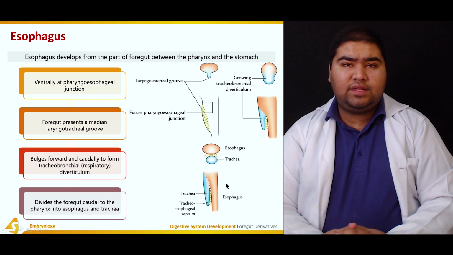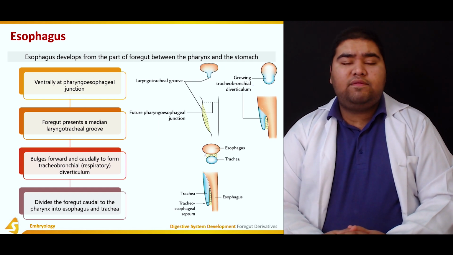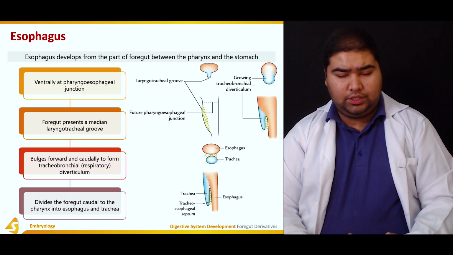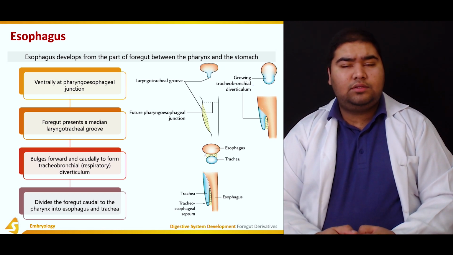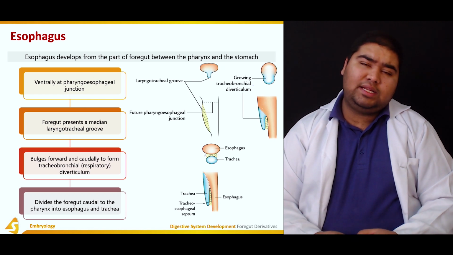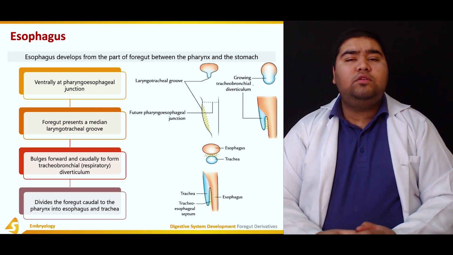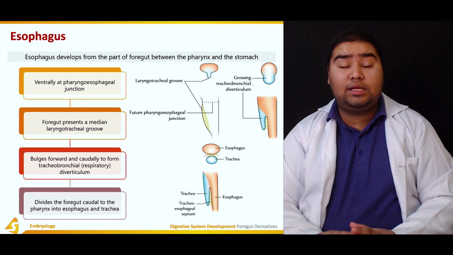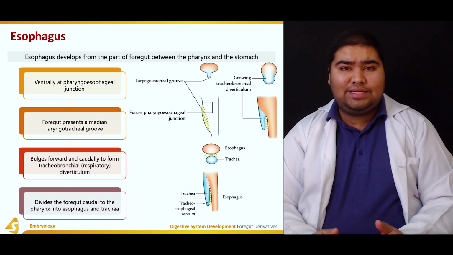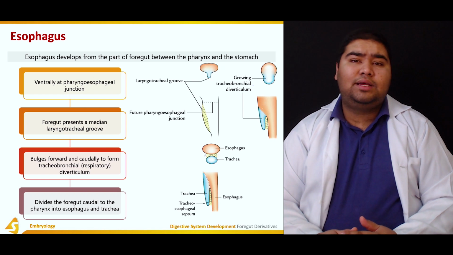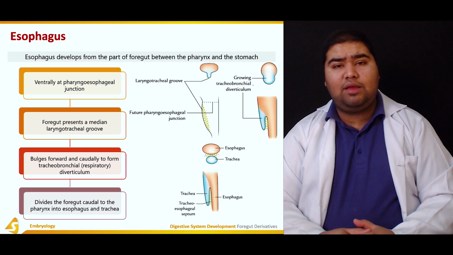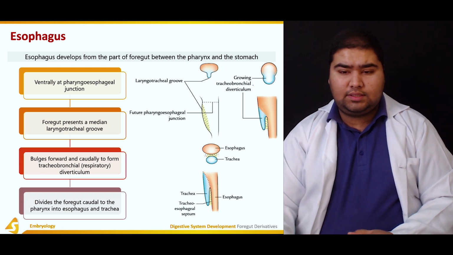This tracheoesophageal septum separates the developing foregut tube into a ventral and a dorsal portion. Ventrally we have the adult trachea and dorsally we have the adult esophagus. So the foregut tube actually forms a small outpouching. This outpouching then grows caudally and increases in size to form the adult trachea. Then there's a tracheoesophageal septum, and distally we have the adult esophagus.